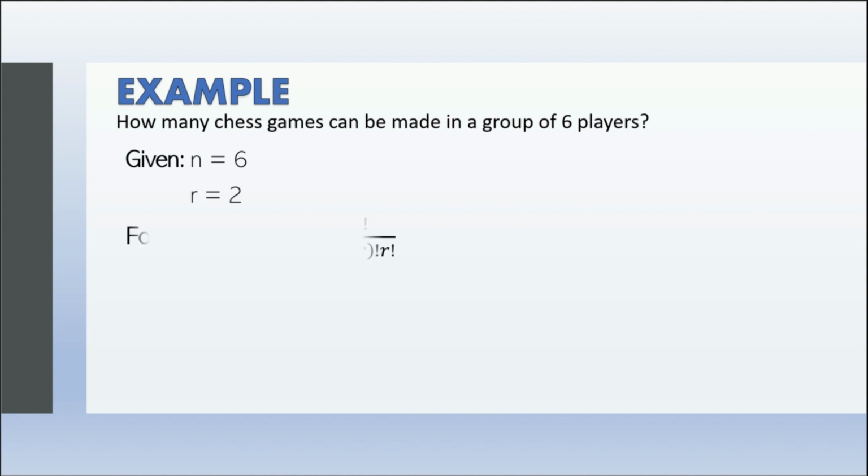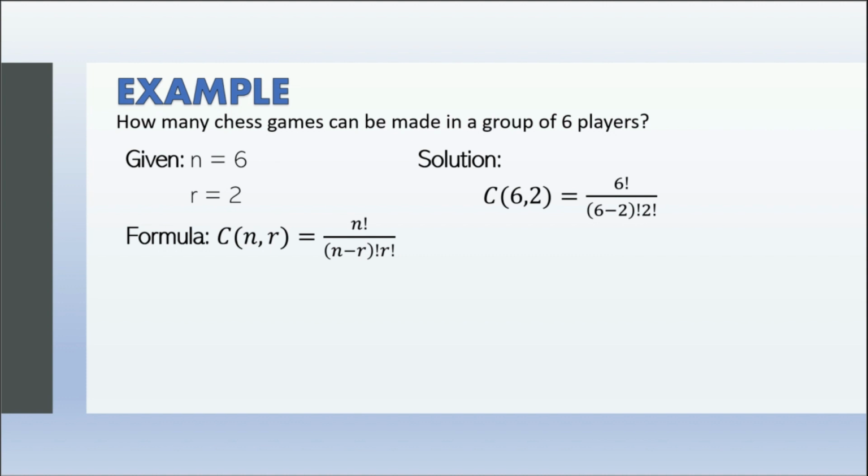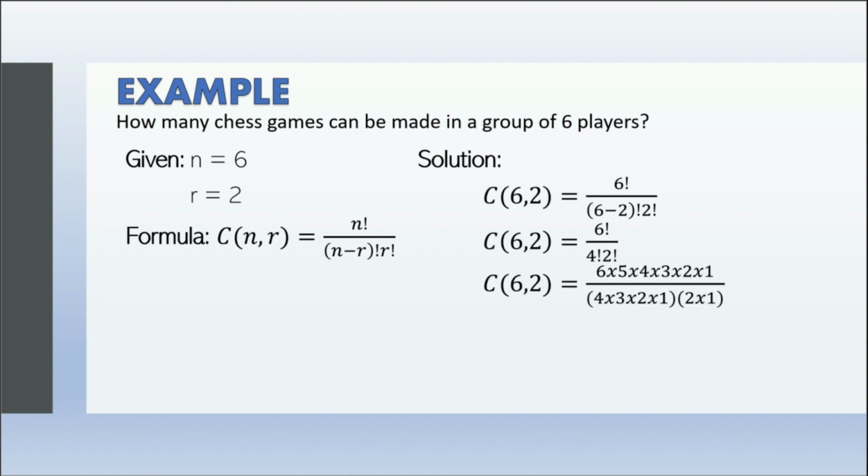And again, we will use the combination formula. Substituting the values of n and r to the formula, we have 6 factorial over the quantity 6 minus 2 factorial multiplied to 2 factorial. 6 minus 2 is 4. And 6 factorial means 6 times 5 times 4 times 3 times 2 times 1. And 4 factorial is equal to 4 times 3 times 2 times 1. While 2 factorial is 2 times 1.